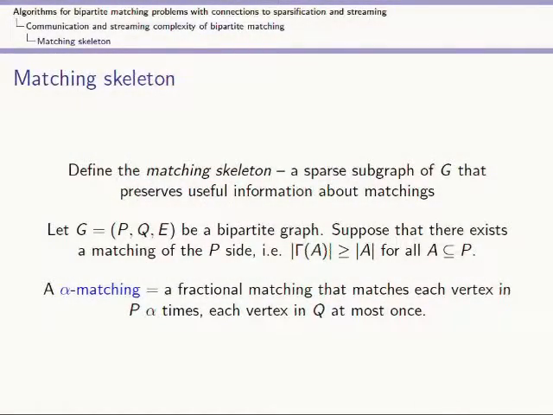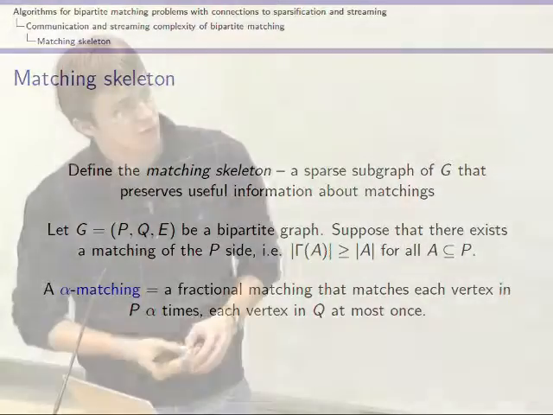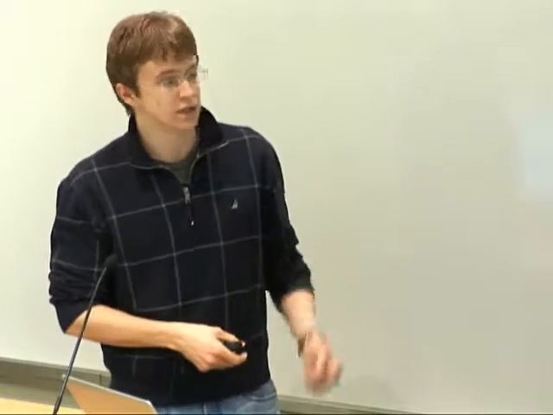Okay. So the matching skeleton. The matching skeleton will be a sparse subgraph of G that, in a sense, preserves some useful information about matchings. And now I will give the construction. But first, I will make one technical assumption: that in our graph G, there is a perfect matching of the P side. The general construction will be very similar, but this will be easier to describe. What this says in particular is that the vertex expansion of all sets on the P side is at least one.